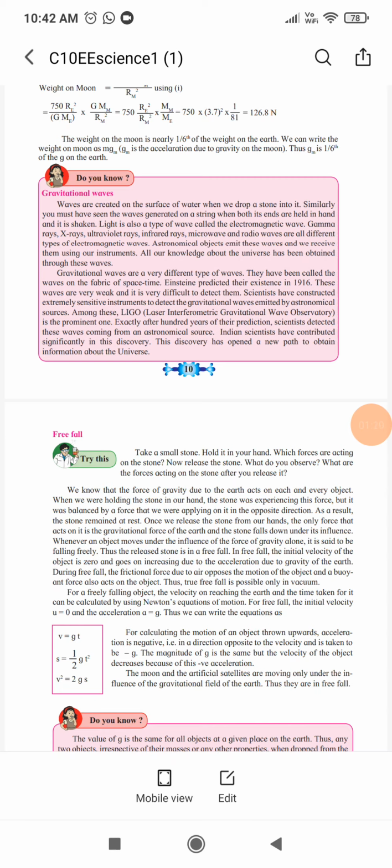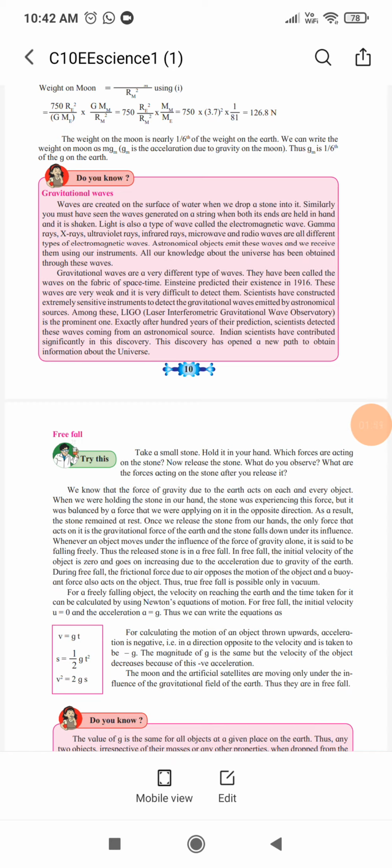you will observe there is a certain kind of force. This force we call potential energy. The potential force is there, but when you are holding the stone in your hand, it is balanced by a force we are applying in the opposite direction. The stone experiences a certain force, but it is balanced, in the opposite direction.